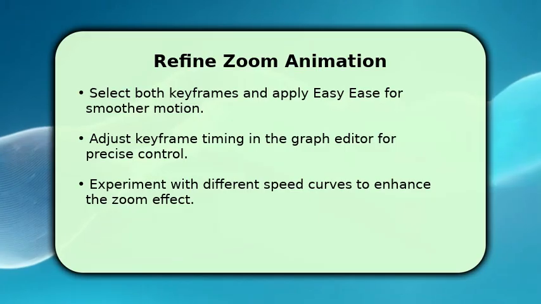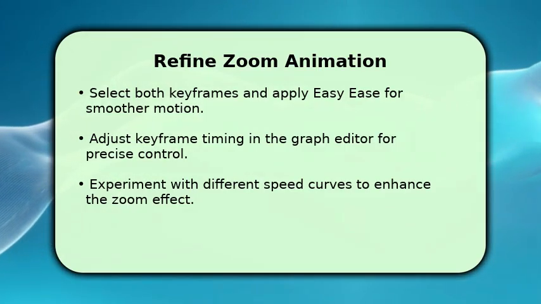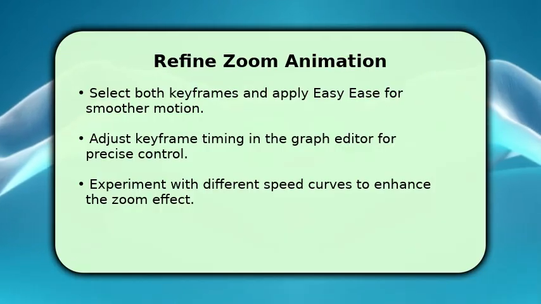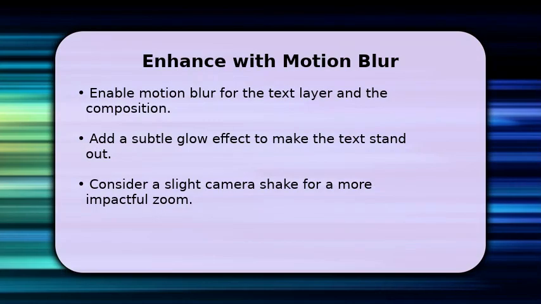For more precise control, open the graph editor. Here, you can drag the handles of the speed graph to fine-tune the animation's curve, making the zoom faster or slower at specific points. Finally, let's add some polish to your zoomed text.